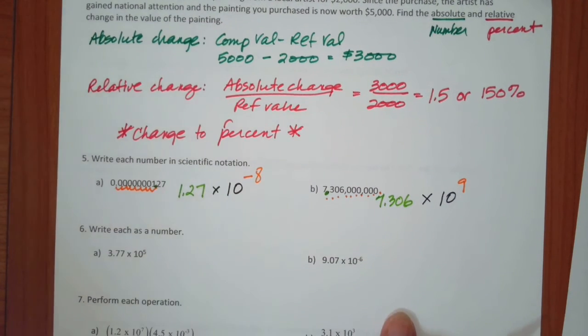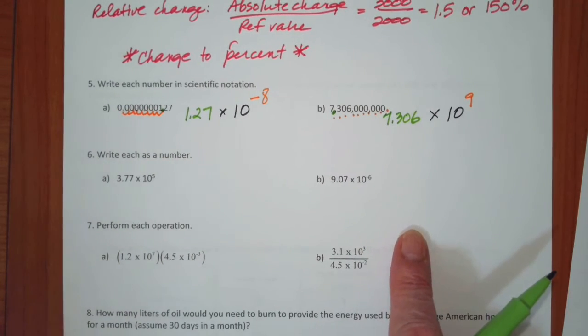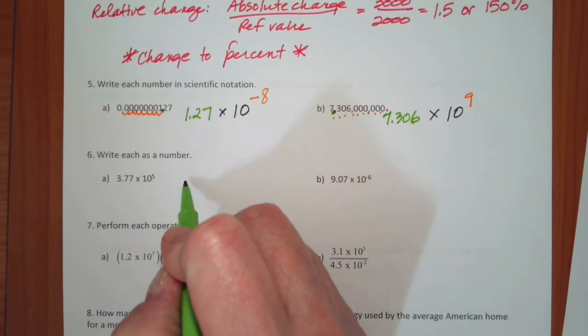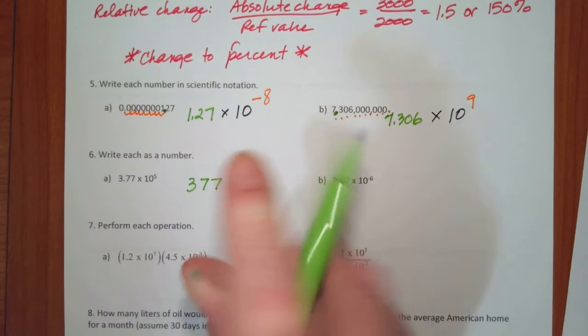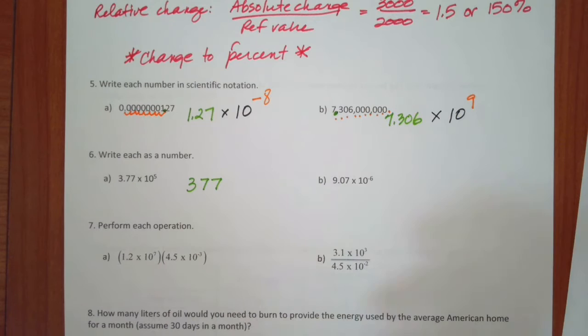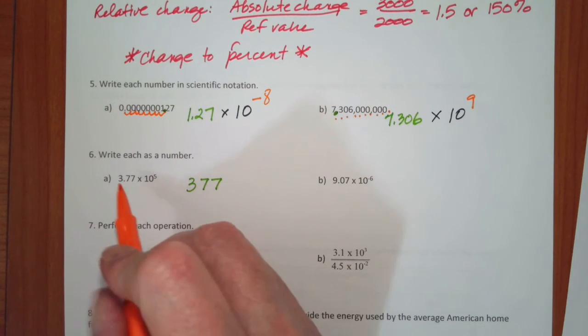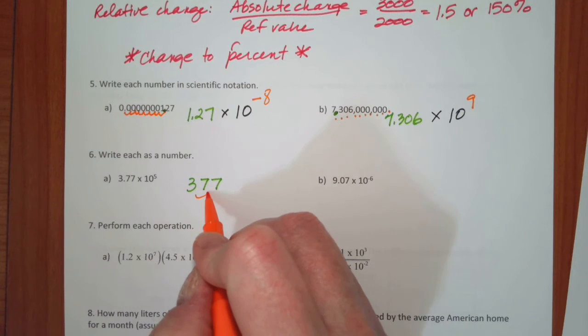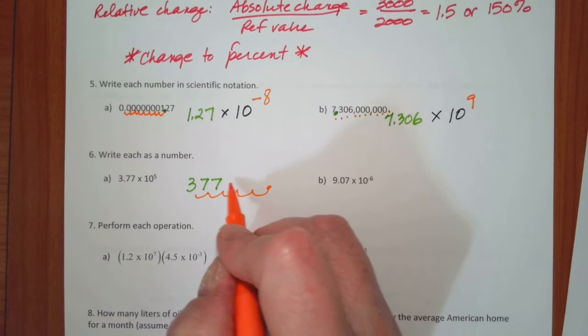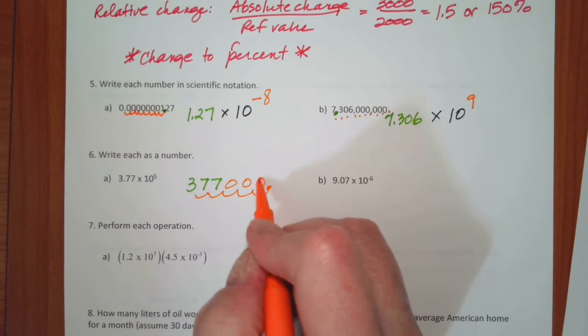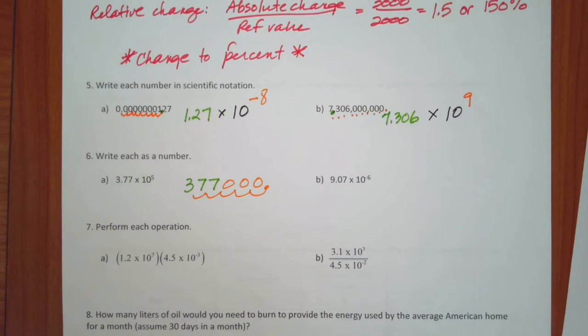Okay, if I'm given scientific notation and I want to write it as a number, I know I'm going to write this. The numeric part is going to be 377. 10 to the 5th means it's going to be a number larger than 1, which means I'm going to move it to the right. So I'm going to take this and move it 1, 2, 3, 4, 5 places to the right. Fill in any holes with zeros. And the answer is 377,000.